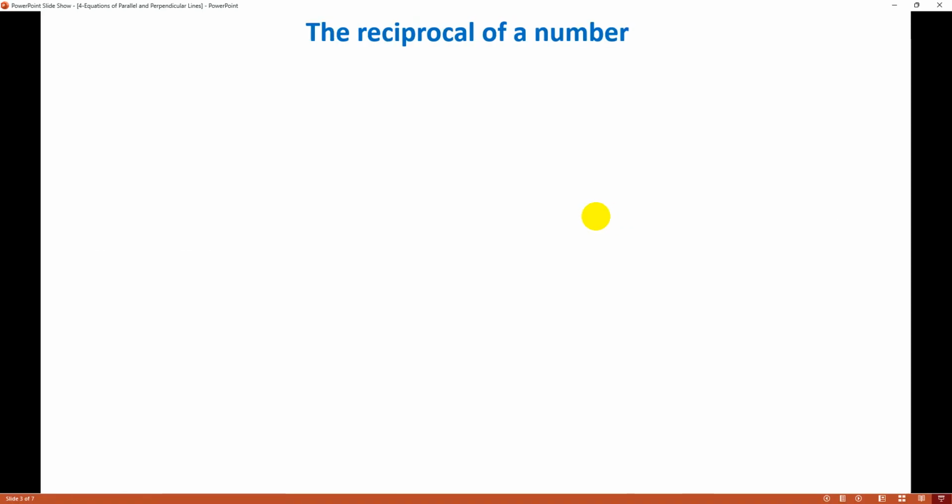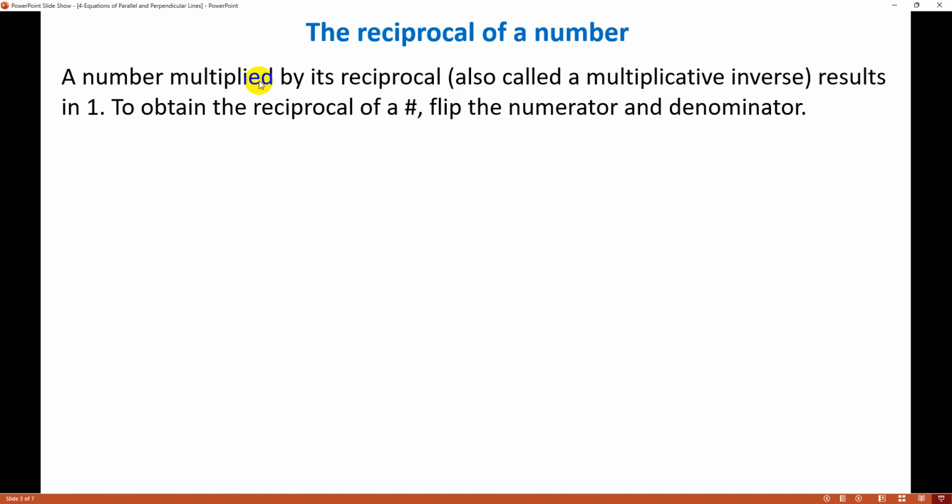Let's start with the concept of the reciprocal of a number. A number multiplied by its reciprocal, also called a multiplicative inverse, results in 1. To obtain the reciprocal of a number, flip the numerator and denominator.